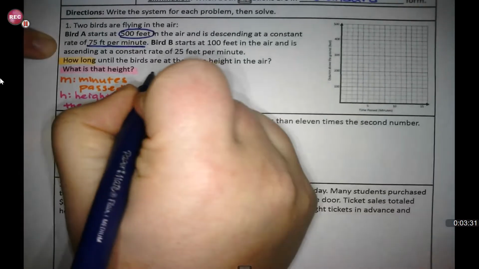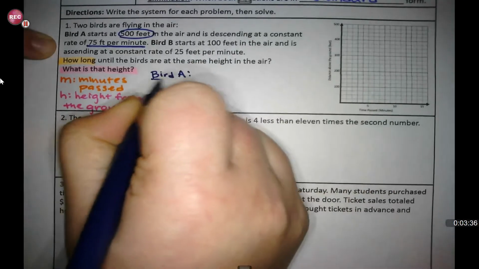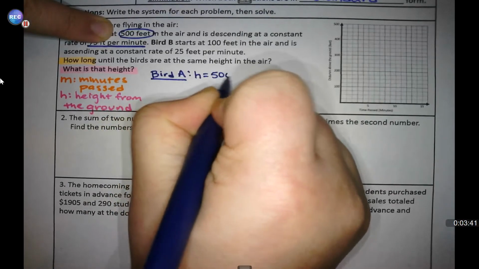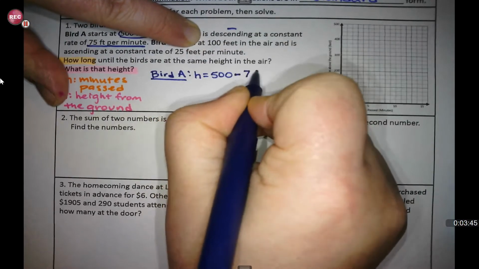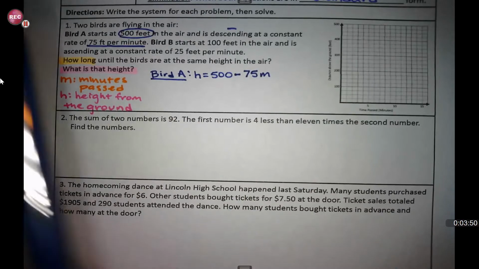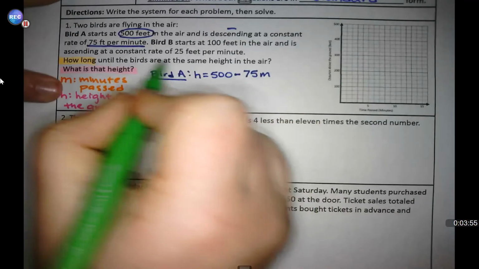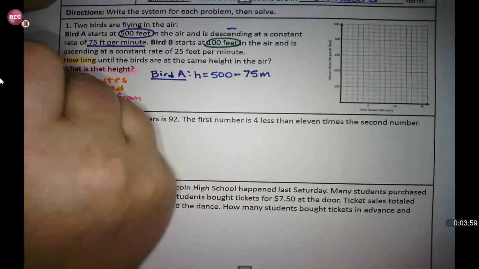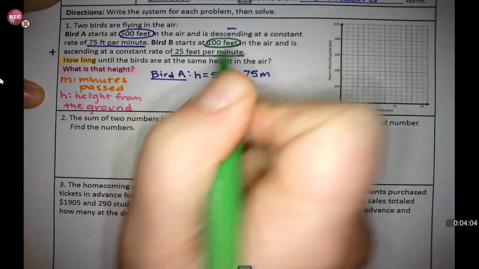Sorry. So that means bird A's height is equal to, starting at 500 feet, and then since it's descending, that's subtraction. So we'll minus 75 feet per minute. And there's the equation. Same for bird B. Bird B starts at 100 feet in the air and is ascending, which is up, so I'm going to write plus next to it, at a rate of 25 feet per minute.